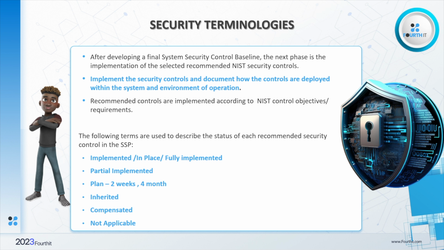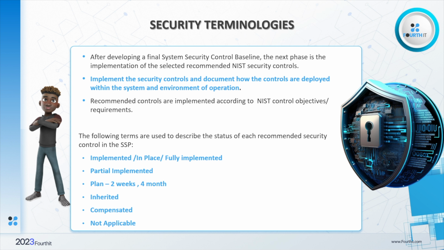Now remember that we have actually categorized our system. We have selected our baseline controls. We have tailored down our baseline controls. Now we have gotten to the stage where we need to write the implementation statement for the controls. Now, when we are writing the implementation statement for these controls, what do we mean? We want to implement the security controls and document how the controls are being deployed within the system. Remember, we are trying to write how the controls are deployed within our system.